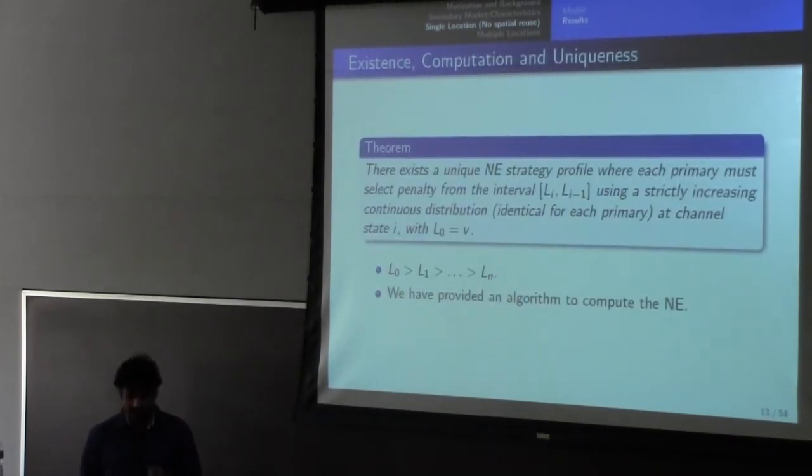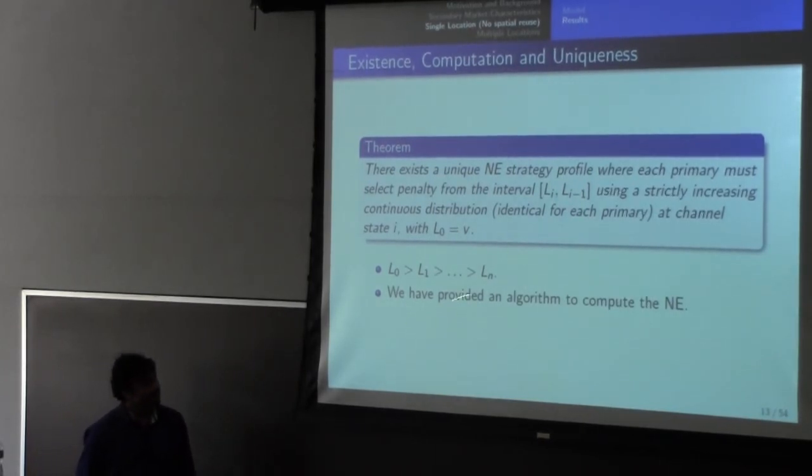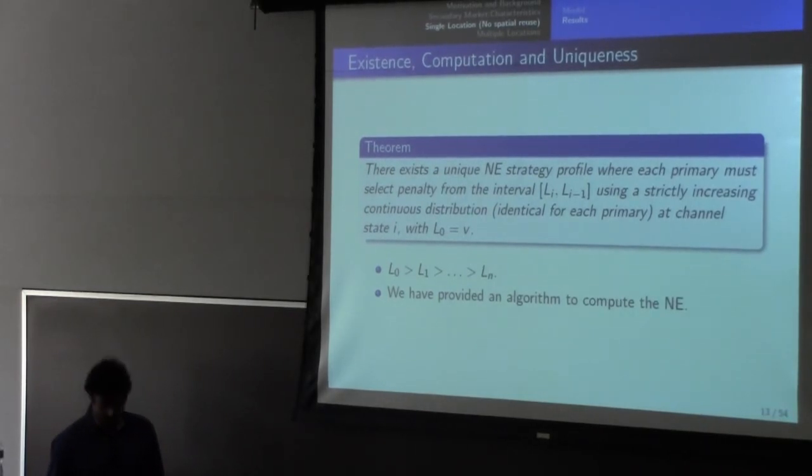This is the first result for the single location pricing strategy. There exists a unique Nash equilibrium, and in the Nash equilibrium, at channel state I, a primary selects a penalty from the interval L_i to L_(i-1). These intervals are ordered. Suppose at channel state N, the primary selects a penalty from L_n to L_(n-1). At channel state N minus 1, it will select from L_(n-1) to L_(n-2), and so on. An algorithm has also been provided to compute this Nash equilibrium.